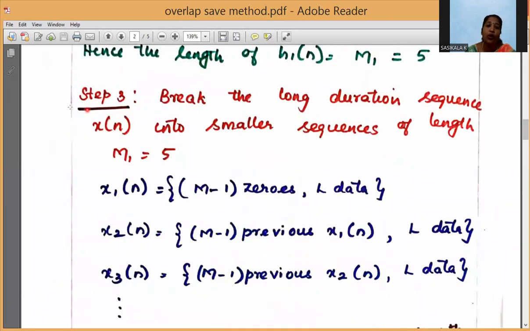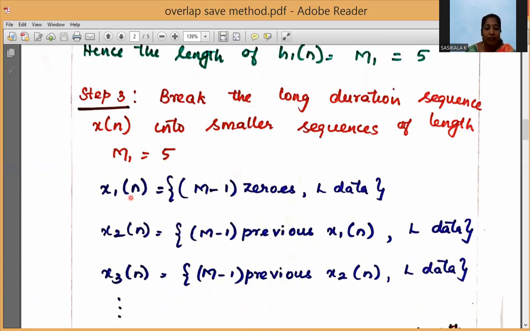This is a very important step. Here we are dividing that long duration sequence into smaller sequences of length m1. So x of n is divided into smaller sequences x1 of n, x2 of n and x3 of n, similarly till the duration ends, and the length of each sequence should be m1, which is equal to 5 in our problem.